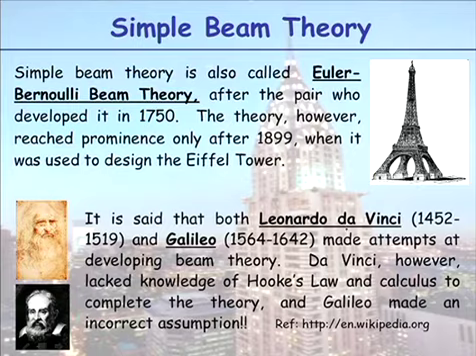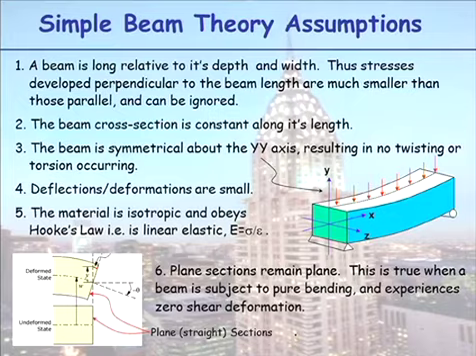Now, Leonardo was interested in developing it, and so was Galileo, but they stuffed it up. They made some attempts at developing beam theory. Da Vinci lacked the knowledge of Hooke's law. When I say Hooke's law, if I write for you force is equal to kx, which is the form you're familiar with, you know when something stretches, the force gets bigger. But that sort of Hooke's law theory wasn't around then. And Galileo made an incorrect assumption to start off with. So they've been trying for hundreds of years to come up with this simple beam theory, and Euler and Bernoulli came up with it. So here are the assumptions.